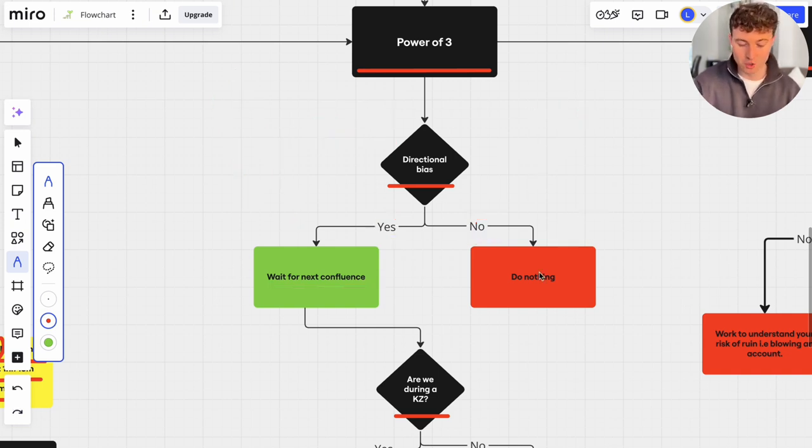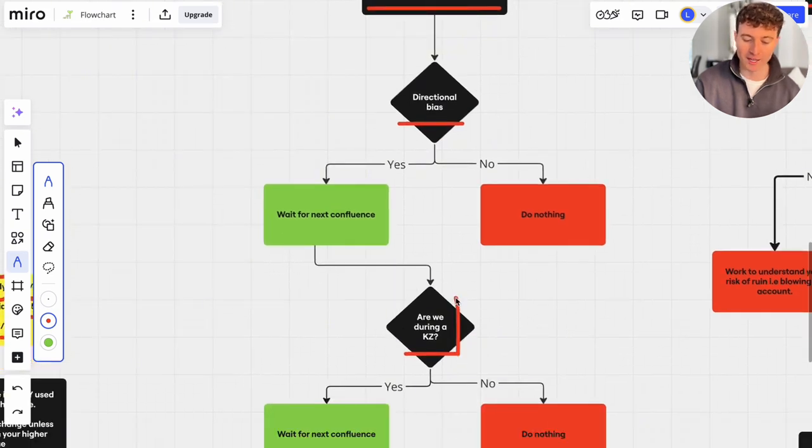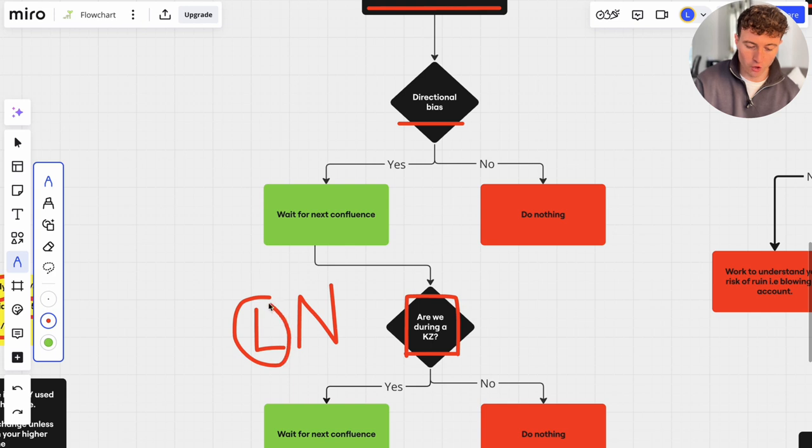So step number 2 of the strategy of the power of 3 is, are we during a kill zone? So this could be either during the London kill zone, or this could be also during the New York kill zone. And the reason why we choose the London and the New York kill zone is because this is when the most amount of volatility is coming into the market, and therefore this is when we can expect the largest trending conditions.